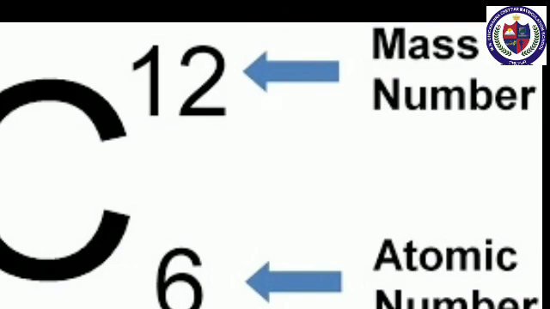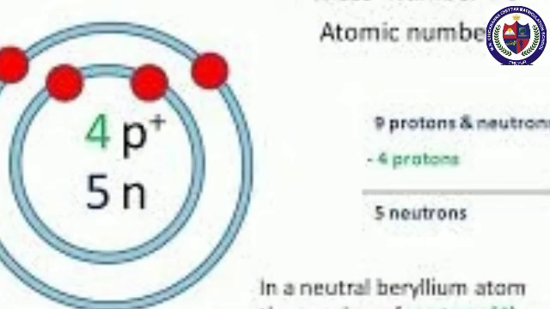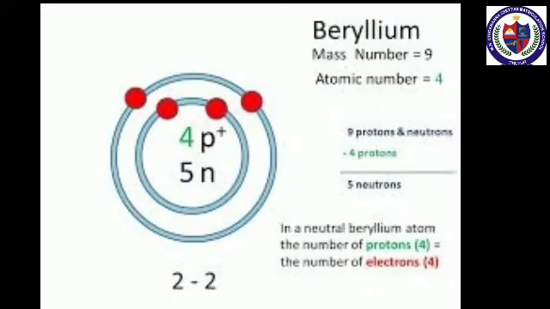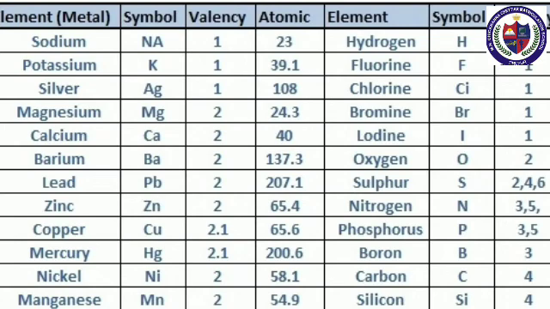Move on, isotopes. Atoms of the same element can have different numbers of neutrons. Such atoms will have the same atomic number but different mass number. These atoms are called isotopes. For example, hydrogen has 3 isotopes: hydrogen, deuterium and tritium. Next topic, isobars. Atoms that have the same mass number but different atomic number. For example, calcium 40 and argon 40.